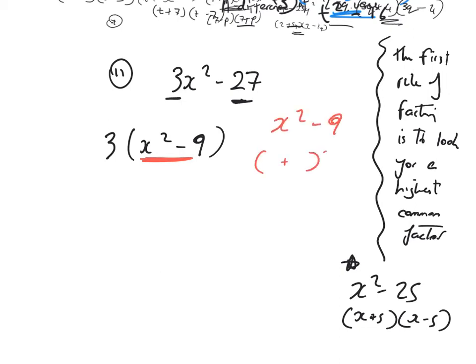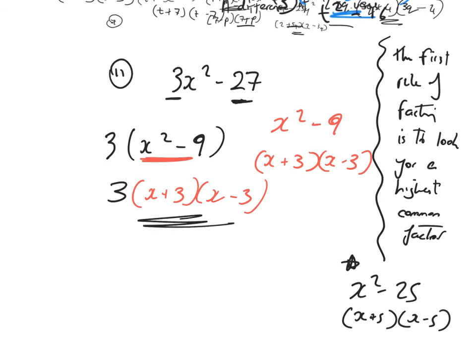and just as normal, that would be a bracket with a plus, a bracket with a minus. Square root of x squared is x, square root of 9 is 3. So that would give me the same result there. However, I mustn't forget that there's also a 3 at the front. Final answer, 3 bracket x plus 3 bracket x minus 3.